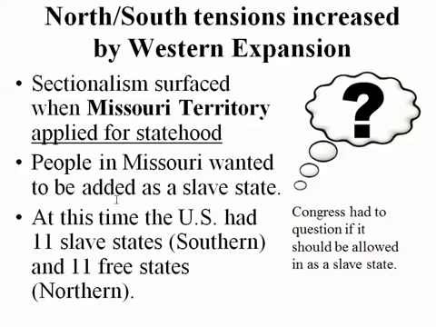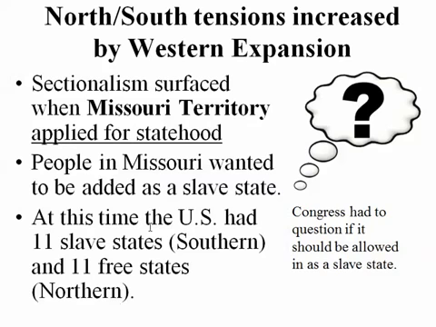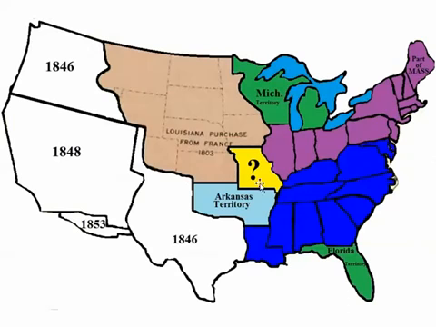People in Missouri wanted to be added as a slave state. That was in their constitution. At this time, the U.S. had 11 slave states, southern, and 11 free states in the northern part, and Congress had to question if it should be allowed in as a slave state. Should this become a slave state?